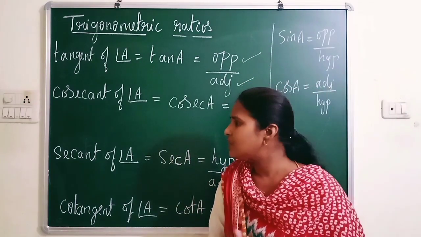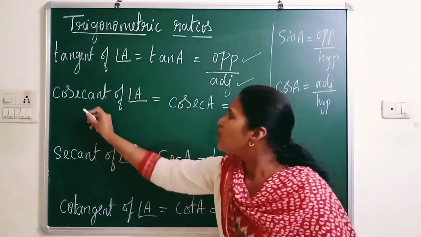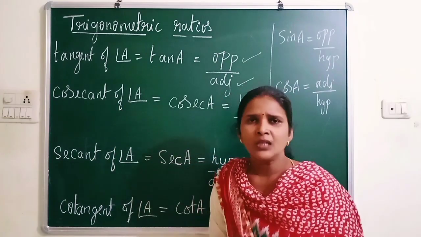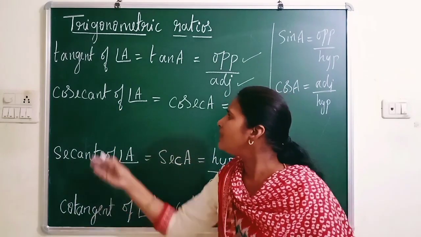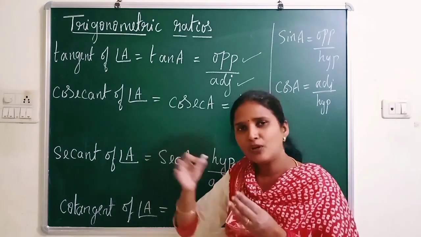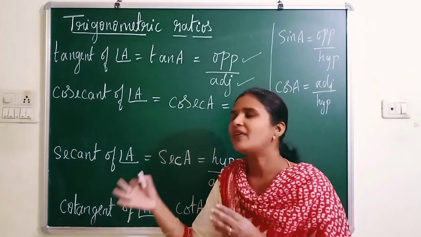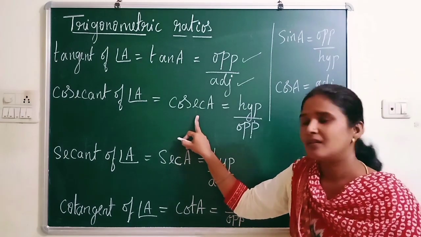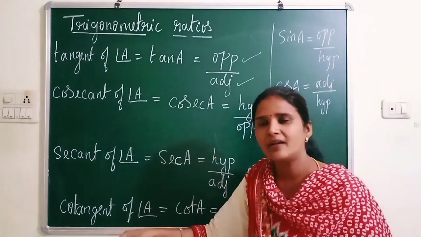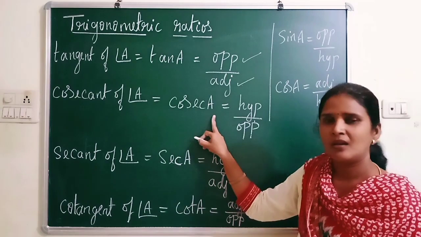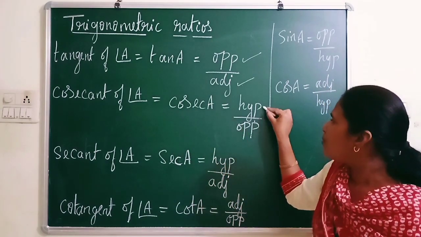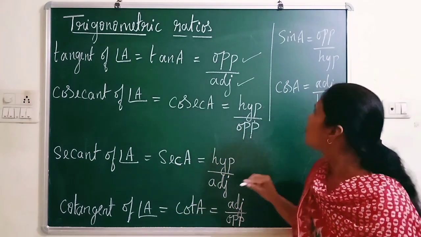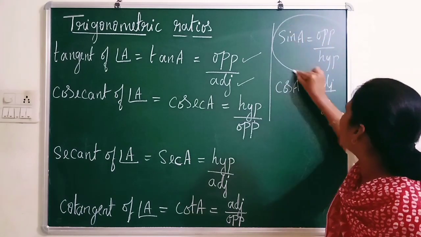Next, fourth trigonometric ratio, that is cosecant. The pronunciation is cosecant of angle A. The full form is cosecant of angle A. But how will you pronounce this? Cosec. Instead of writing cosecant, we will write cosec A. So what is cosec A? Hypotenuse by opposite.